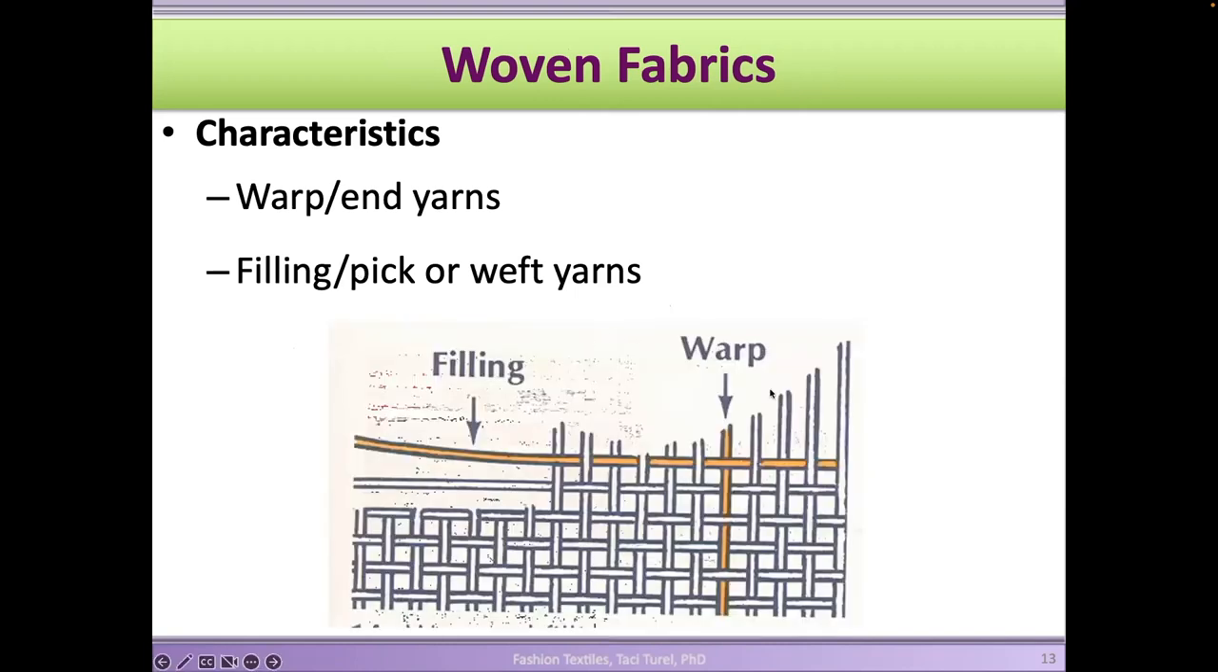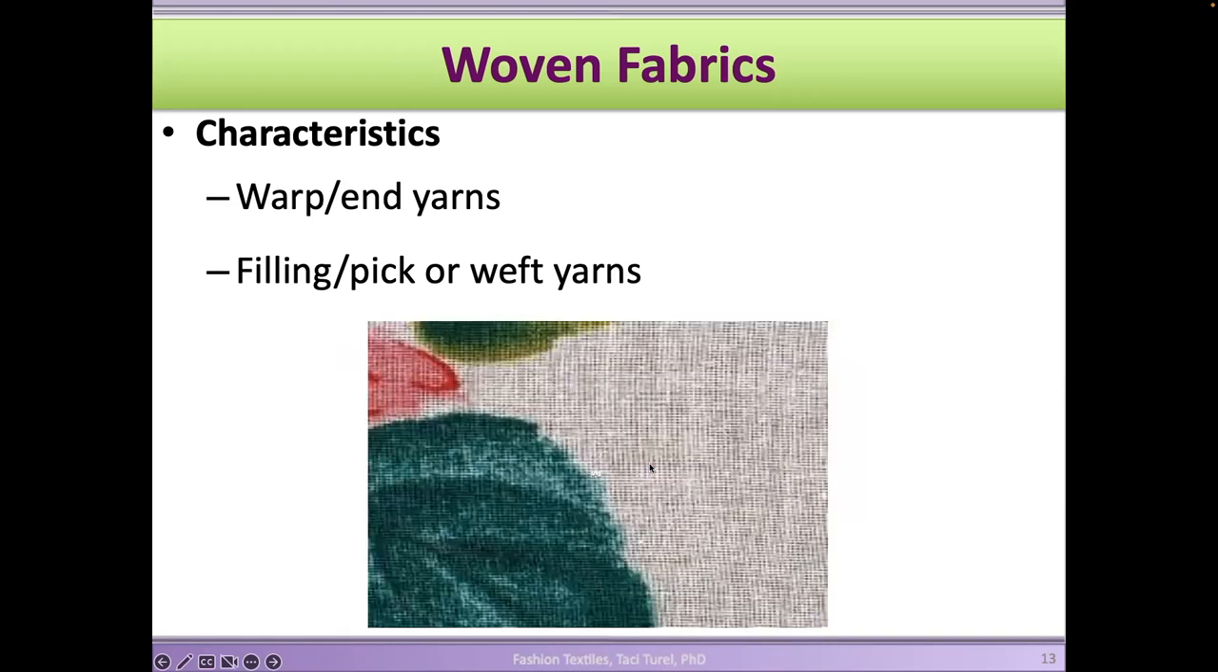Warp yarns are in a certain direction. Warp yarns are usually in the direction of the grain, and the selvage of the fabric on each side would be parallel to the warp yarns. The filling yarns are the yarns that we go above and below, above and under the warp yarns, to create an interlacing pattern. So the way you go up and down the warp yarns will determine your pattern.